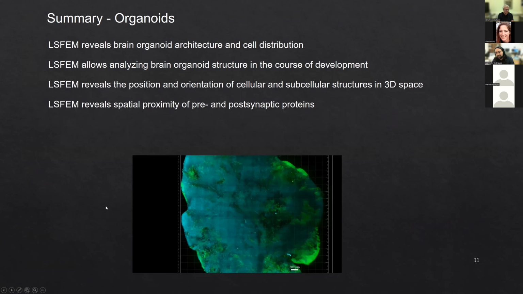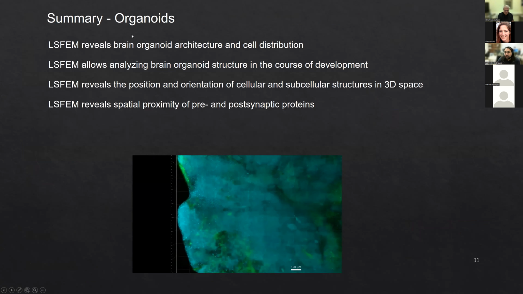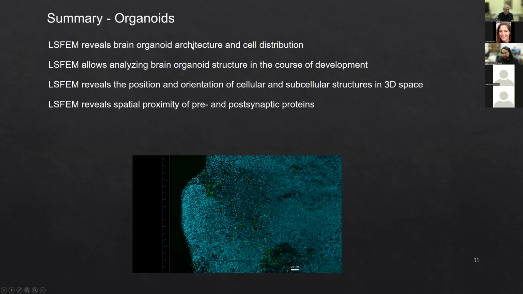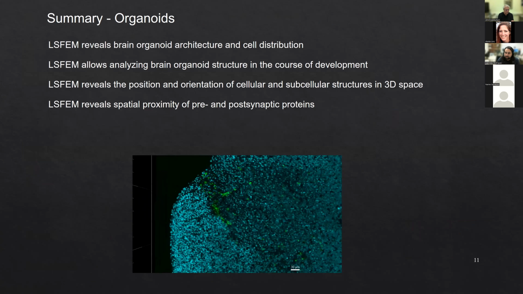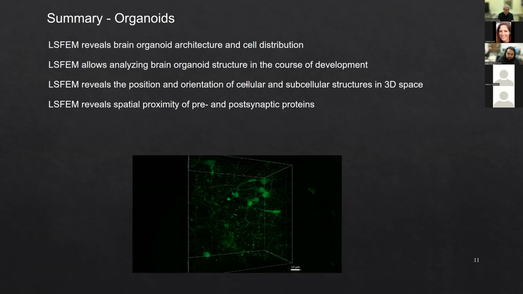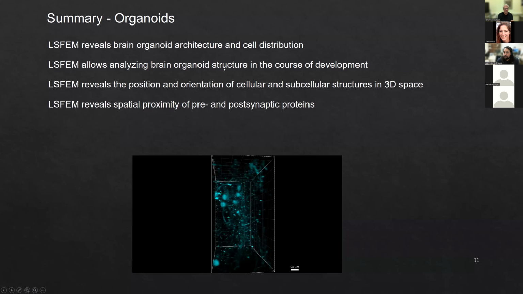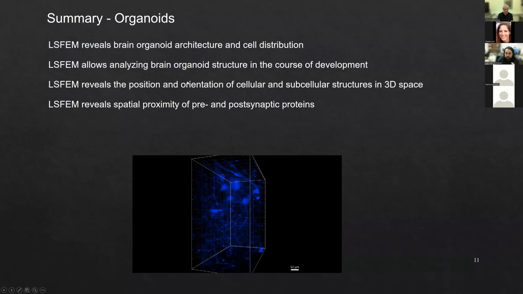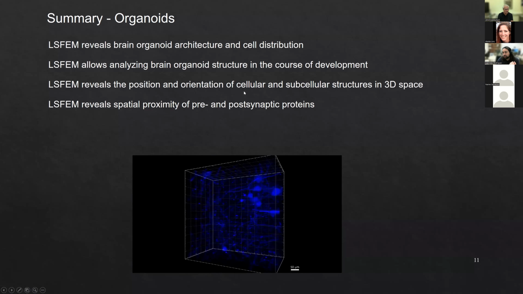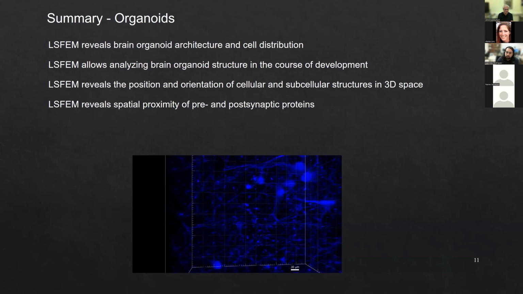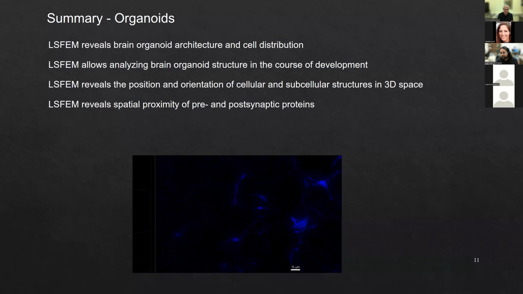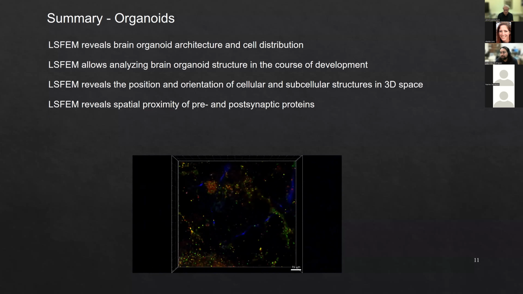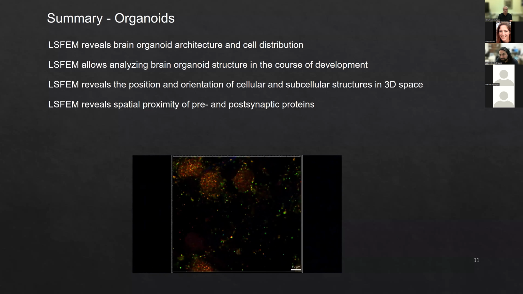Okay. So in summary, for the organoids, we can analyze the complete architecture of the organoid and the cell distribution. We can analyze during development. Also with the microscopic scale, we can analyze the position and orientation of subcellular and cellular structures, and also the analysis of spines and pre- and postsynaptic proteins that helps to identify mature neuronal networks. Okay.